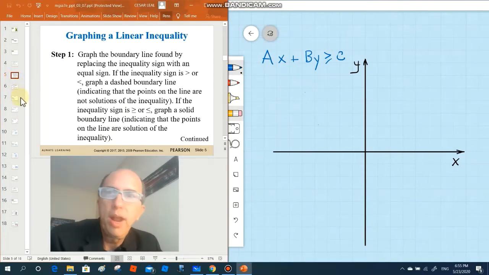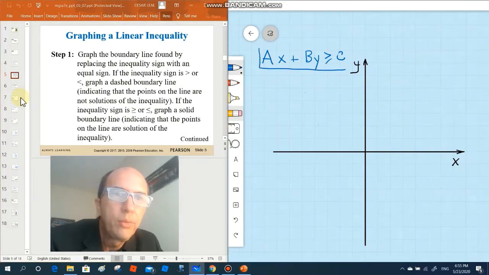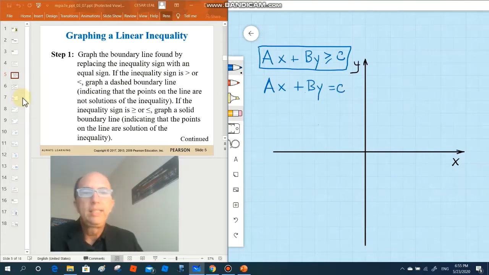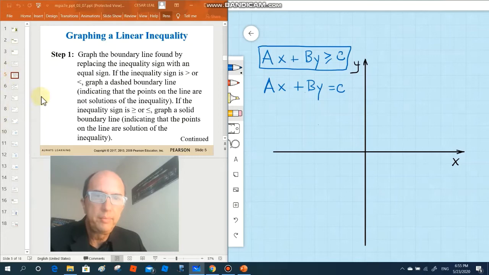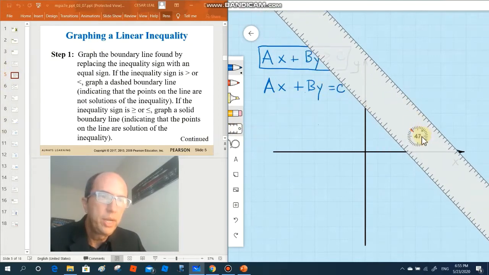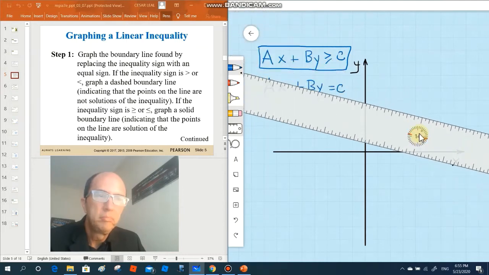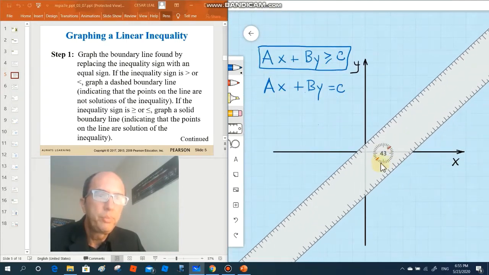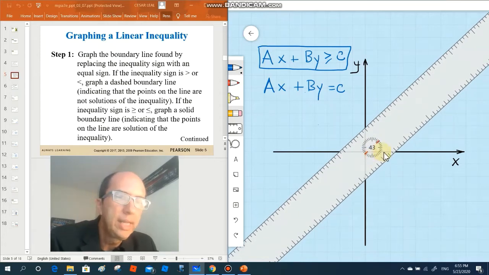First thing, you have to graph the boundary. And if you have this kind of inequality here, the boundary is going to be the equation ax plus by equals c. Find the line that represents this boundary, this equation here, and let's draw a line that we're going to suppose represents this equation. Let's say this line.